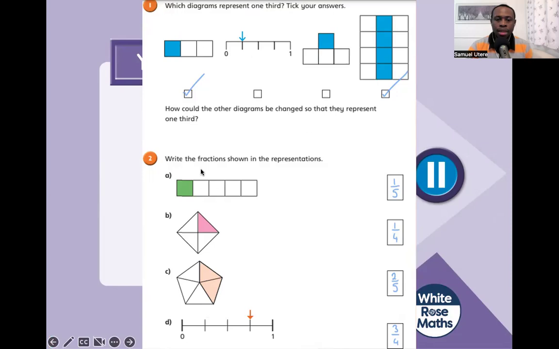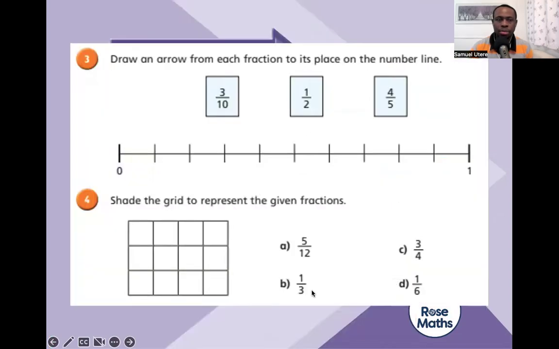Here you can see that you're required to write the fractions shown in the representation. You can see that here 1 out of 5 is shaded, 1 out of 4, 2 out of 5, and then here 3 out of 4. So you can see 1, 2, 3, 4. We have 4 parts, 3 parts is indicated there out of the 4 parts.